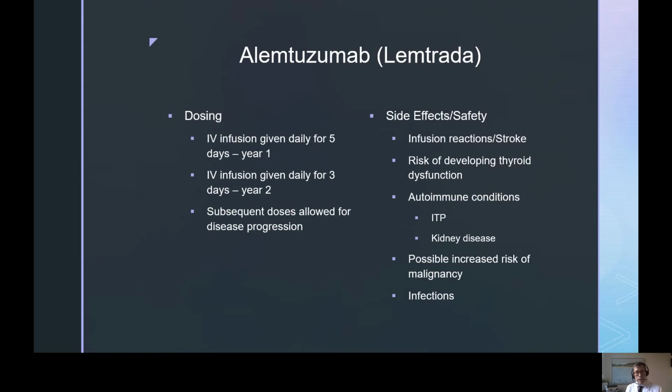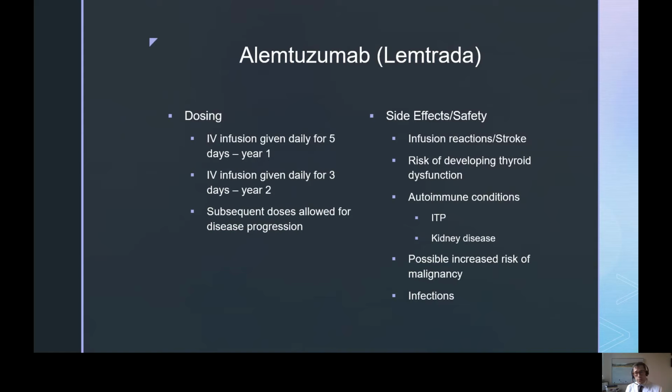Alemtuzumab, which is Lemtrada, again, another medication which we typically do not use as a first-line medication. The dosing is somewhat similar to Mavenclad, although this is an IV infusion, so it's given daily for the first 5 days, and then a year later, it's given daily for 3 days. And additional doses are allowed if someone has disease progression while on Lemtrada.